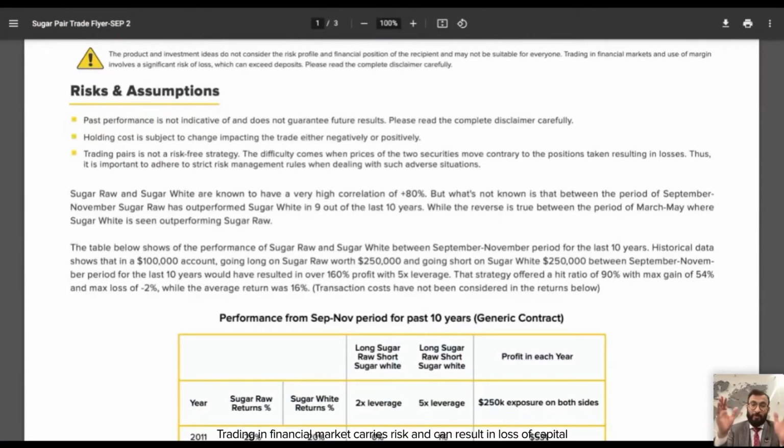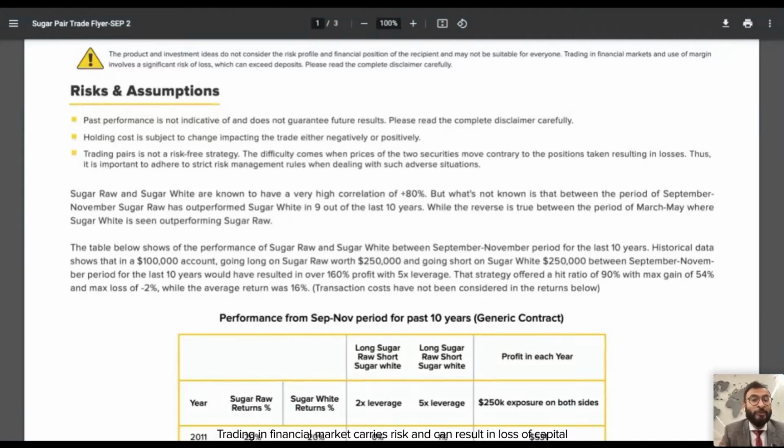So if you break it down from yearly to months, we have done month-wise research also. What we understood is that in the last 10 years, in 9 out of 10 times, sugar raw outperformed sugar white from September to November, and sugar white outperformed sugar raw during March to May. That is connected directly to the demand for gasoline and crude oil, which is expected to remain higher at least until the winter season.